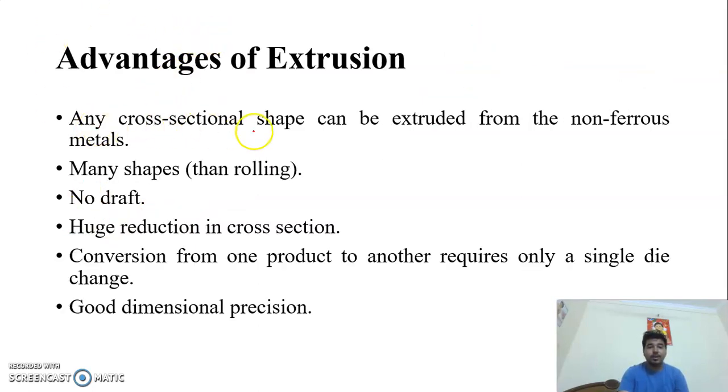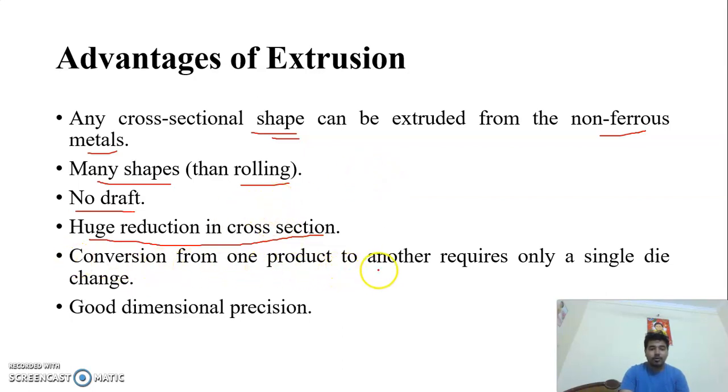Advantages of extrusion. Any cross-section shape can be extruded from non-ferrous metals, but the product should have a uniform cross section. We get more shapes than with the rolling operation. There is no draft problem in the extrusion process. There is a huge reduction in cross section; in extrusion, the reduction in cross section is more than in the rolling operation.